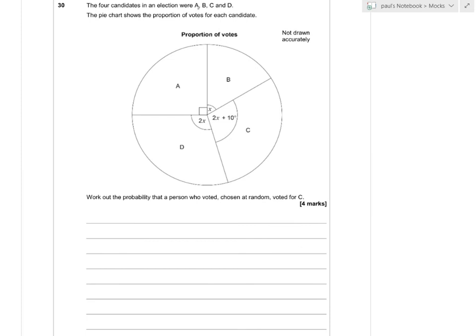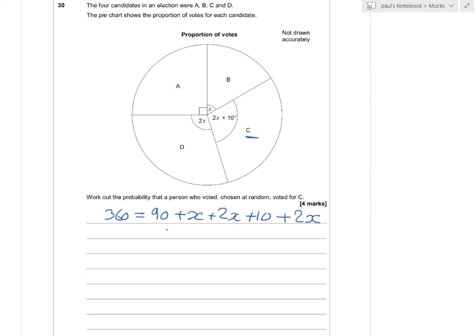4 candidates in an election were A, B, C, and D. The pie chart shows the proportion of votes for each candidate. Work out the probability the person who voted, chosen at random, voted for C. So we've got to work out that probability. All of that equals 360. So 360 equals 90 plus x plus 2x plus 10 plus 2x.